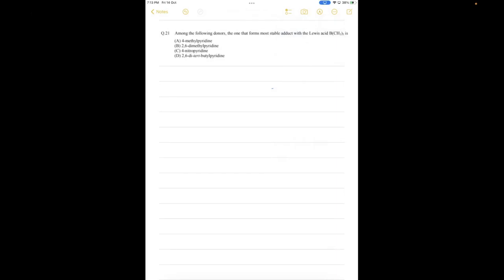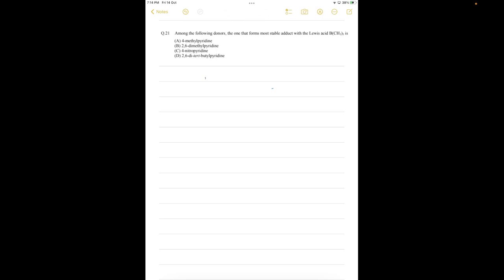Okay, so this is question number 21 from the 2012 paper, and this question says, among the following donors, the one that forms the most stable adduct with the Lewis acid BMe3, trimethyl borate. Option A is 4-methylpyridine, option B is 2,6-dimethylpyridine, option C is 4-nitropyridine, and option D is 2,6-di-tertiary butylpyridine. So it is a question about a Lewis acid Lewis base adduct.